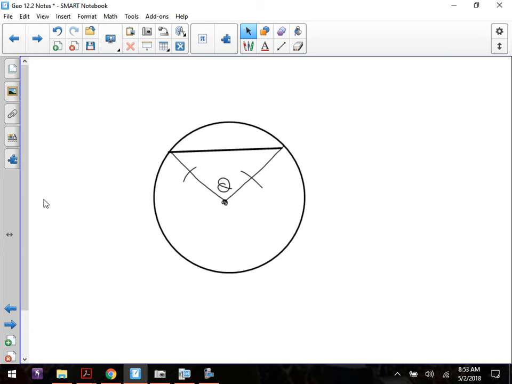Right. Because if you remember that when you're in a circle, a chord just has endpoints on the circle. Radii will always go to those endpoints. You're always going to be able to create an isosceles triangle.